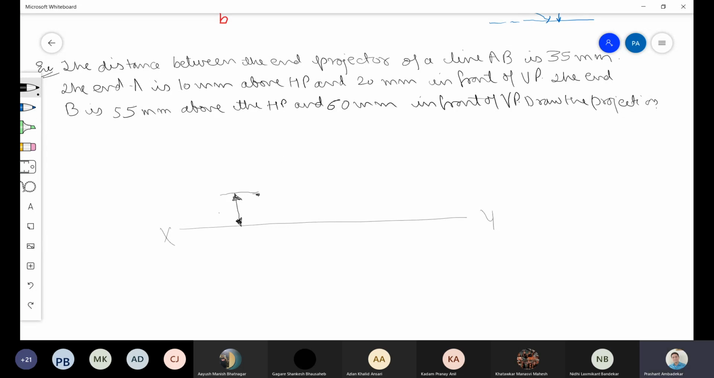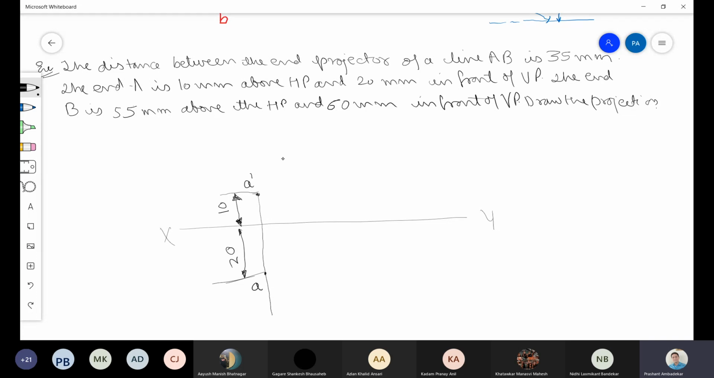Now, how much is this distance? 10 mm. So here, which is the point? This point is A dash. And on this projector, you will get a point A. What is the distance? This distance is how much? 20. This distance is how much? 20. And this point is A.